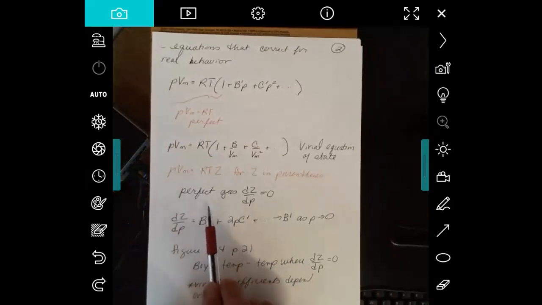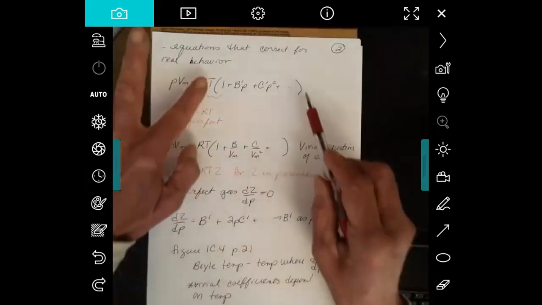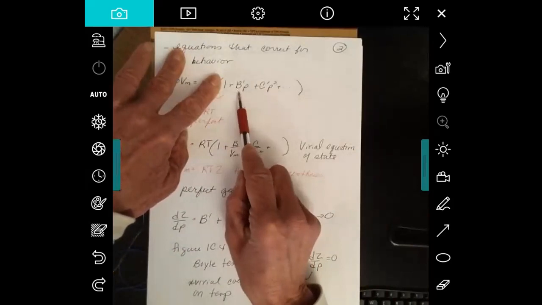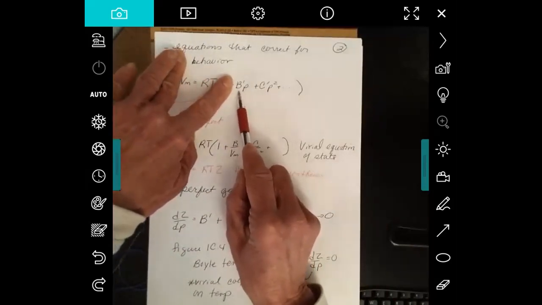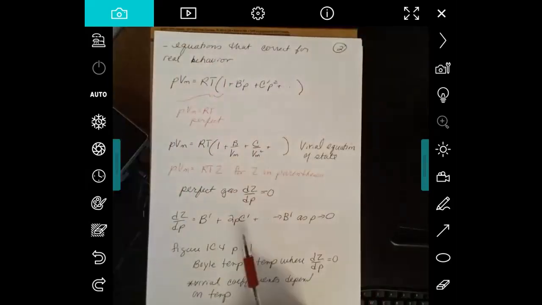So for a perfect gas, the change in the compression factor with pressure would equal 0, because the compression factor should be 1 at all pressures. So it should be a constant. But for any real gas, if you're using the virial equation of state, dZ/dP, if you take the derivative of this with respect to pressure, you're going to get 0 plus B plus 2PC. So you're going to get a derivative that is not equal to 0.